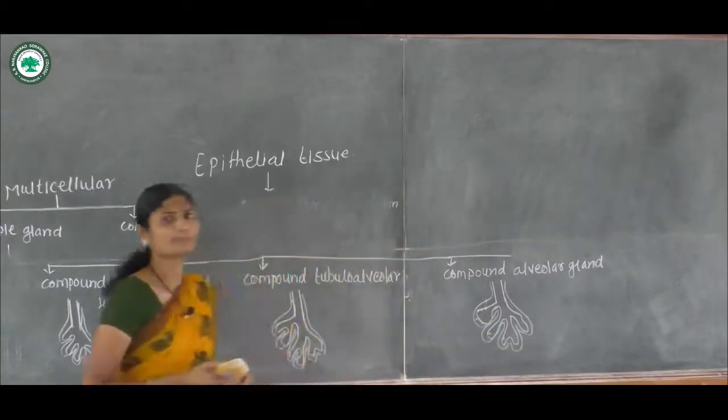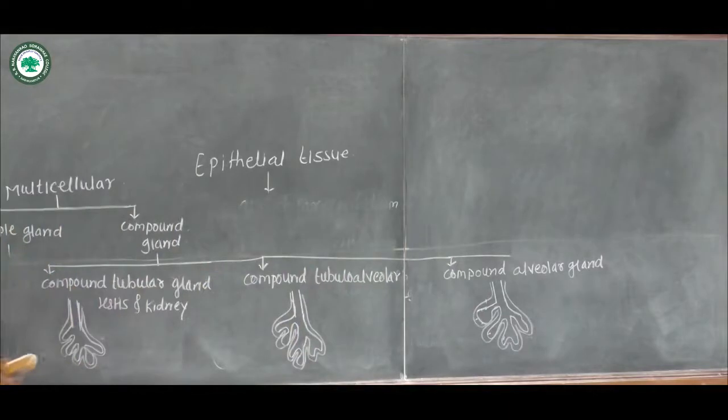These are compound glands: compound tubular glands present in testes and kidneys, compound tubulo-alveolar glands, and compound alveolar glands.